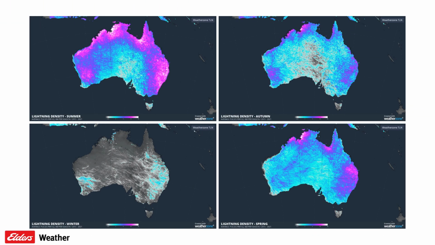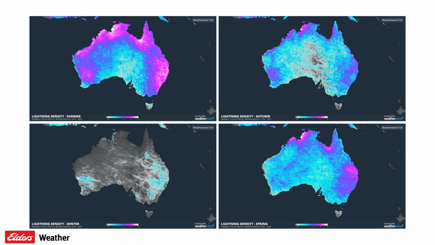In terms of the seasonal breakdown of thunderstorm activity, the top left image here is summer, and the bottom right is spring, and you can see those two seasons are when we see most of our thunderstorm activity in Australia. Autumn is also an active time of year for storms in northern and some eastern and western parts of the country, and we have our lowest density of lightning in winter.